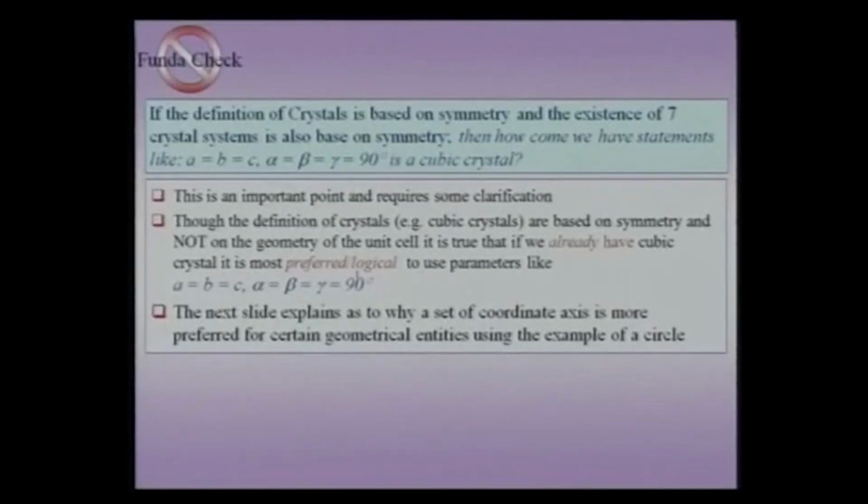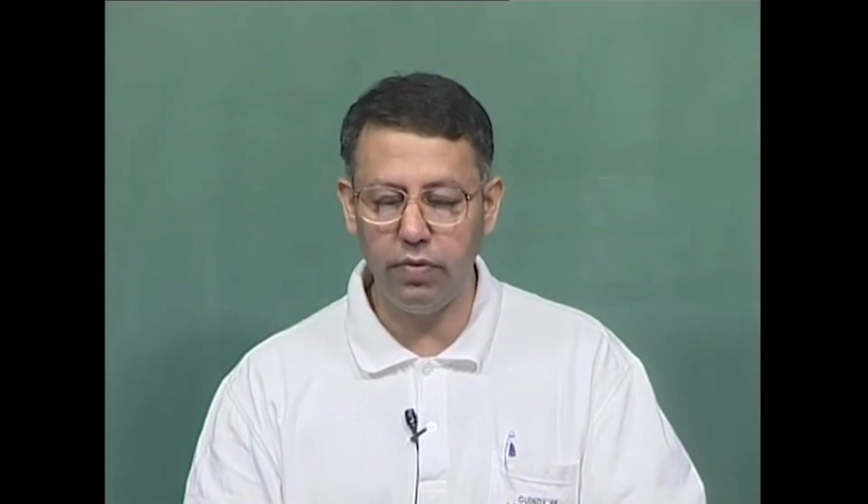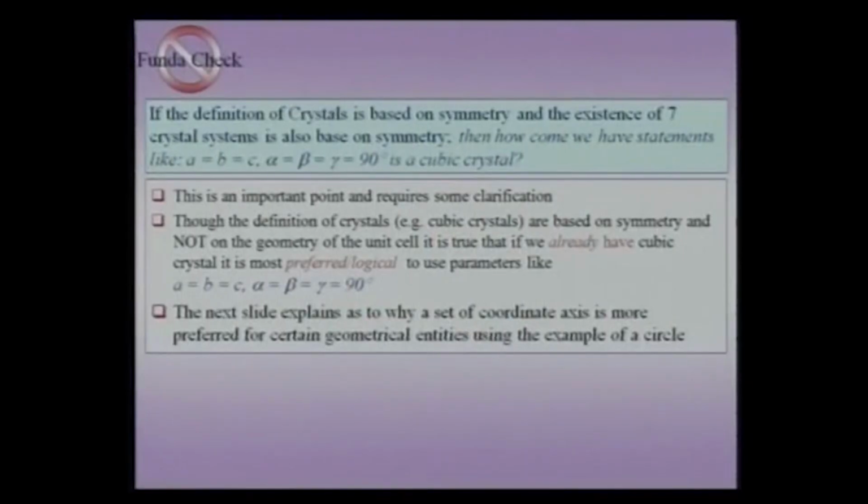I would like to show you that the choice of unit cell is something which can lead to considerable confusion, especially when you try to contrast it with the concept of a crystal. So for instance, suppose I ask myself this question: if the definition of a crystal is based on symmetry, and peeking a little ahead, we know that there are 7 crystal systems and these crystal systems are based on symmetry, then how come we have statements like, which if you look at any standard textbook you will find, that A equal to B equal to C, alpha equal to beta equal to gamma equal to 90 degrees is a cubic crystal.